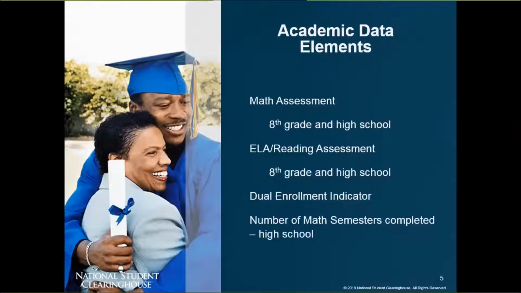And then here are the academic data elements. Again, these are focused on classes that the student would have taken. So math, English reading, a dual enrollment indicator, meaning did your students take any college classes during their high school years? You let us know, yes or no. And then a number of math semesters completed.